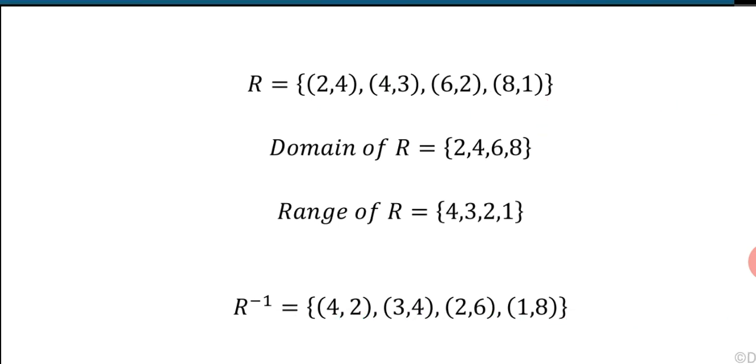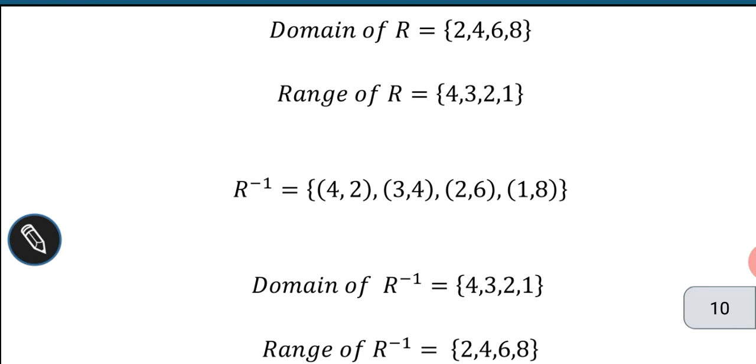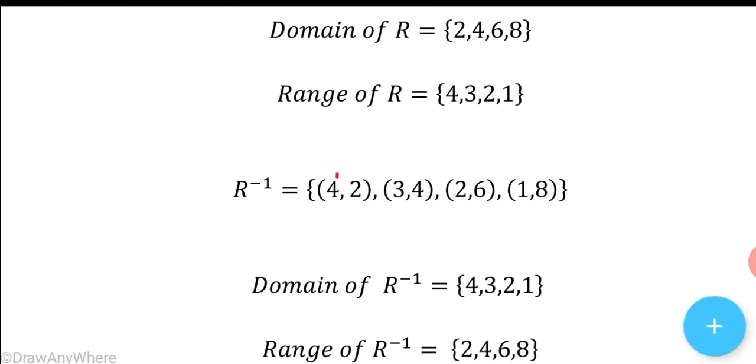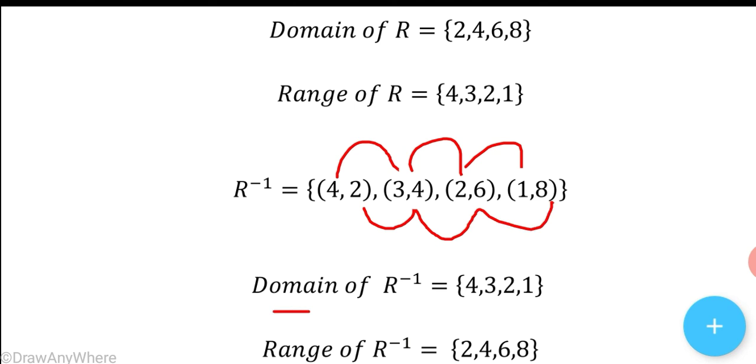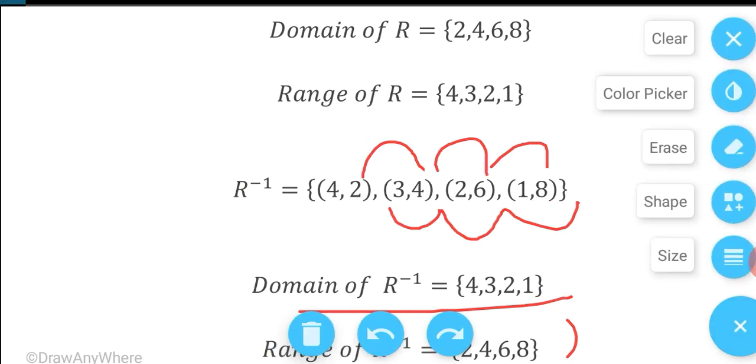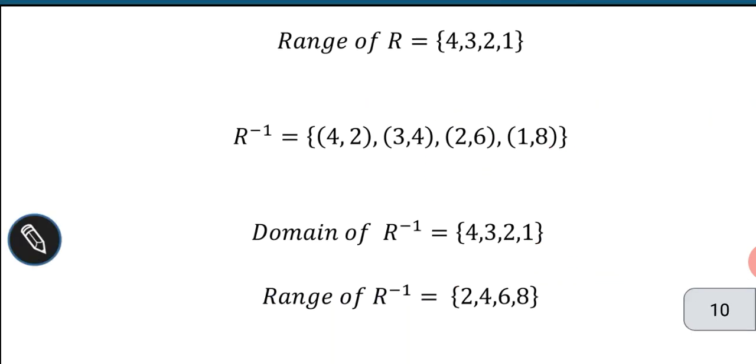Okay, now the domain of R inverse, domain means first element, 4 comma 3 comma 2 comma 1, range is 2 comma 4 comma 6 comma 8. Okay, range is the second element. Okay, so domain of R inverse equal to 4 comma 3 comma 2 comma 1, range of R inverse equal to 2 comma 4 comma 6 comma 8.